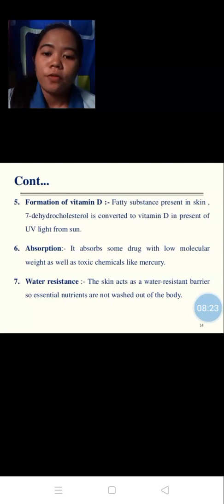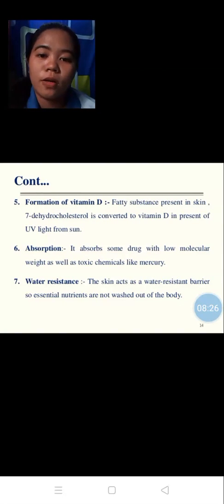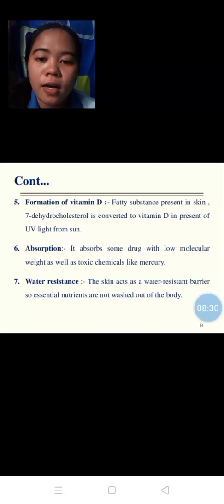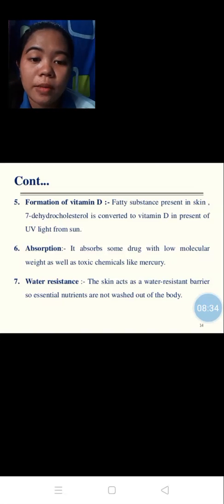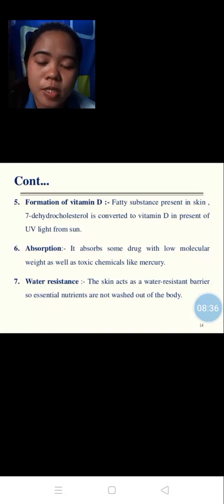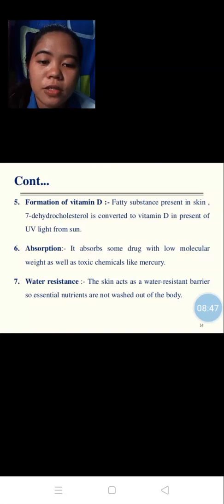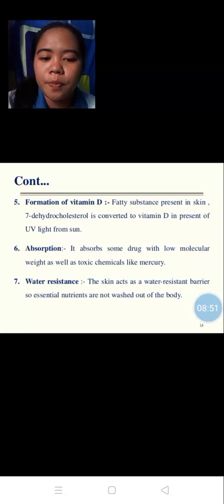Formation of vitamin D also. The fatty substance present in skin, dehydrocholesterol, is converted to vitamin D in presence of UV light from the sun. Absorption: it absorbs some drugs with low molecular weight as well as toxic chemicals like mercury. Water resistance: the skin acts as a water resistant barrier so essential nutrients are not washed out of our body.